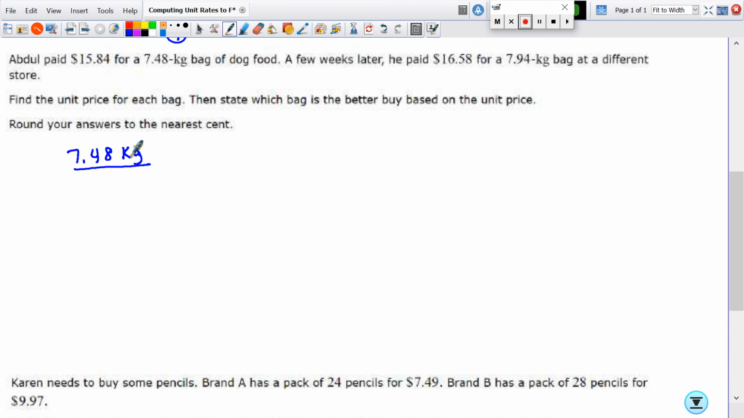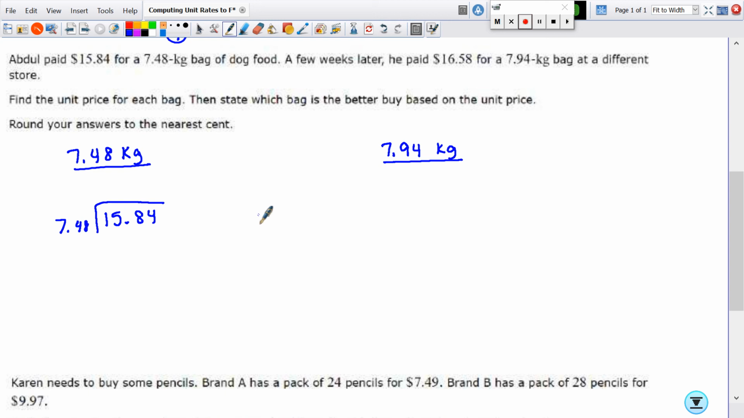So we have 2 bags. One is a 7.48 kilogram bag, and again, I'm going to leave some space to work. We have a 7.94 kilogram bag at a different store. So find the unit price for each bag and state which is the better buy based on the unit price. Okay, so we had $15.84 and a 7.48 kilogram bag.